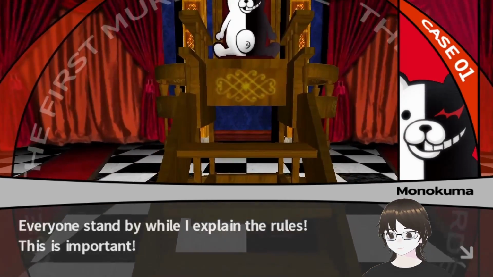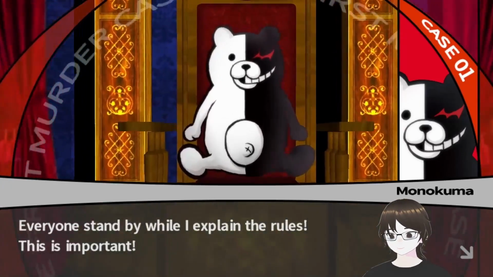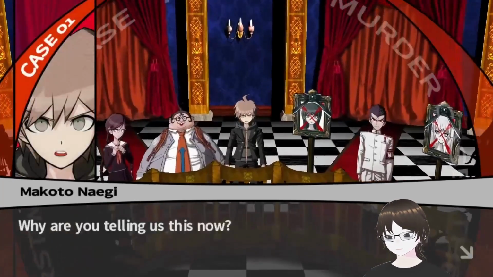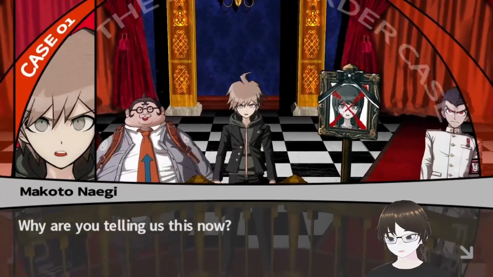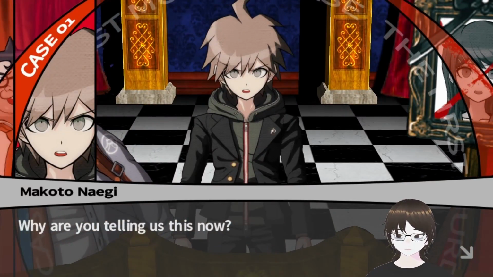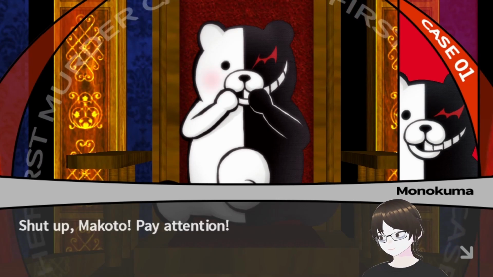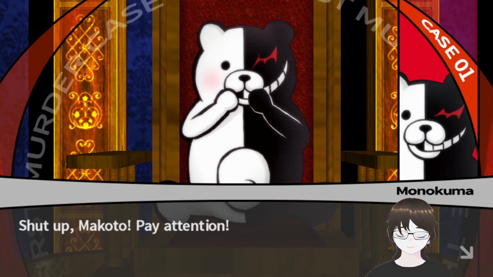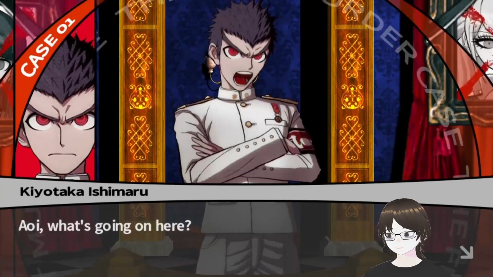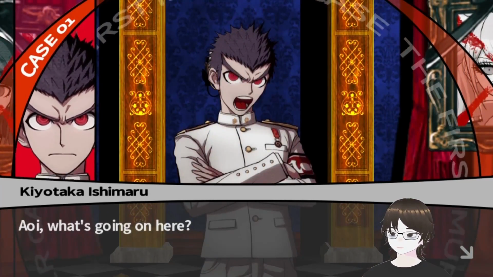Everyone stand by while I explain the rules. This is important. Why are you telling us this now? Good point. Not knowing the rules for the first trial would be real disadvantageous for the Blackened. Shut up, Makoto. Pay attention. Well, never mind then, sorry. Boy, what's going on here? Oh, that's weird that he's asking Hina in particular.